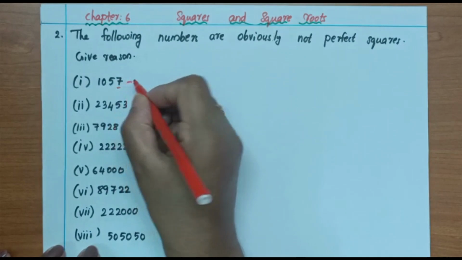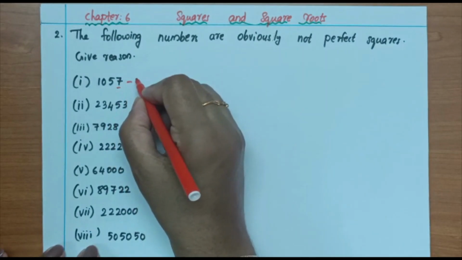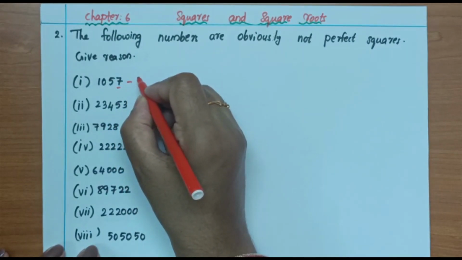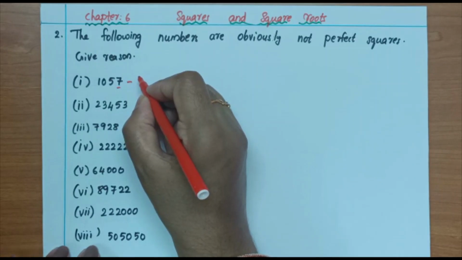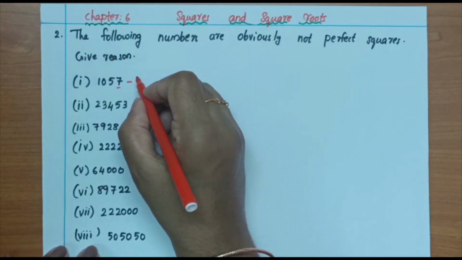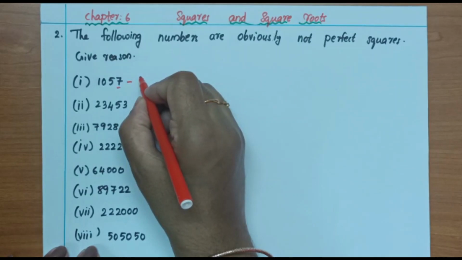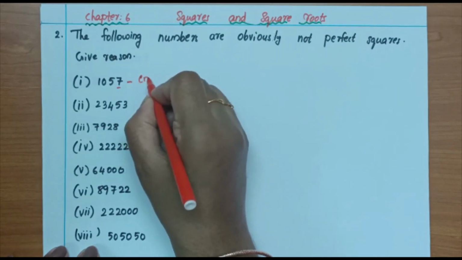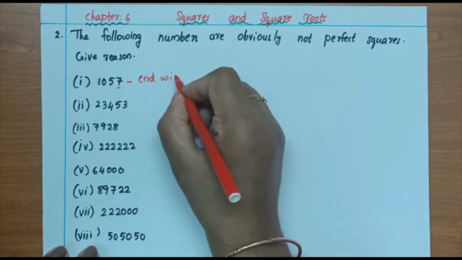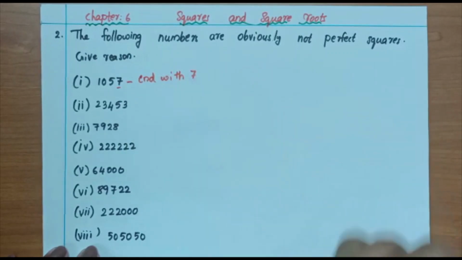So we can write the reason: because this number should not end with 7. We can say that this is not a square number because the number ends with 7. Then here also the same reason.